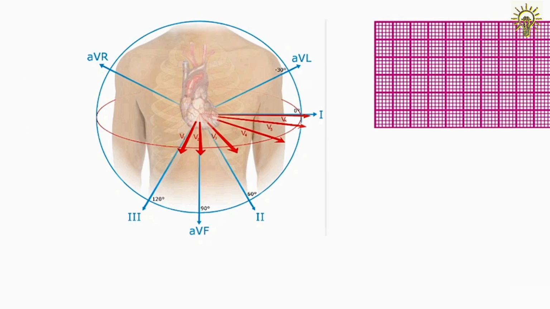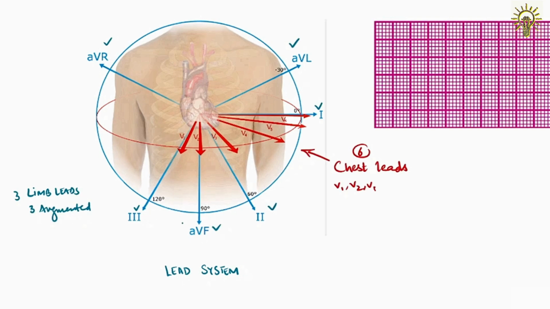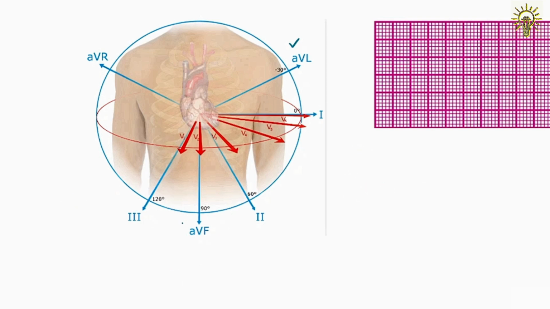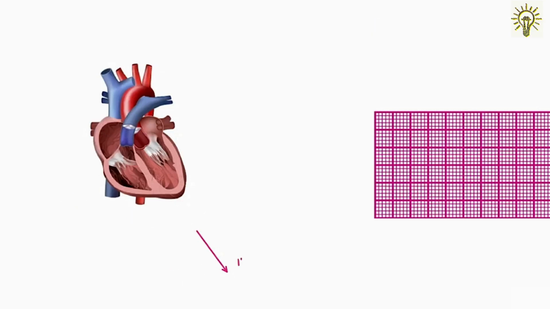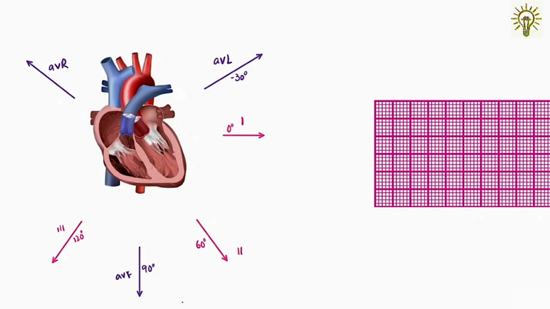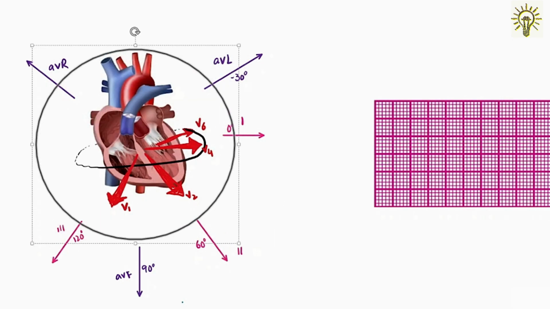From episode 1 of this chapter, we studied how various limb and chest leads are oriented around the frontal and transverse axis of the heart. The pink leads of lead 1, 2 and 3, and purple for augmented leads AVL, AVF and AVR make the frontal axis. The red colored chest leads from V1 to V6 are in the transverse axis to the heart.